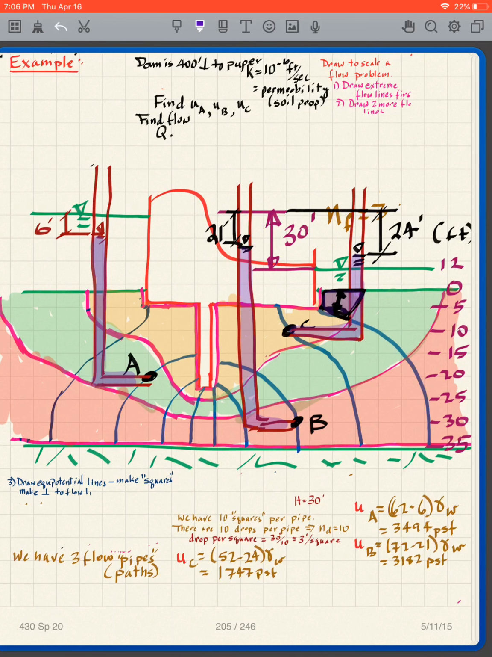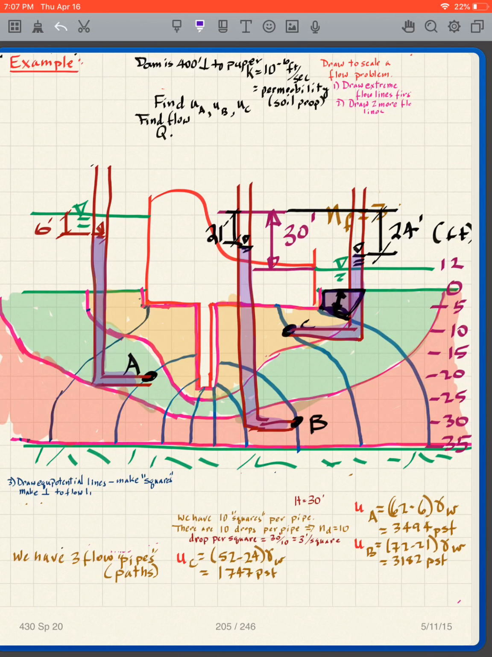And the flow net has already been drawn, so let's count how many squares we have in a flow path. Let's count them. 1, 2, 3, 4, 5, 6, 7, 8, 9, 10. So we're a little bit lucky, we got 10. It's a good number to work with, but that's just by coincidence. They don't all have 10. We just looked at one where it was 11.